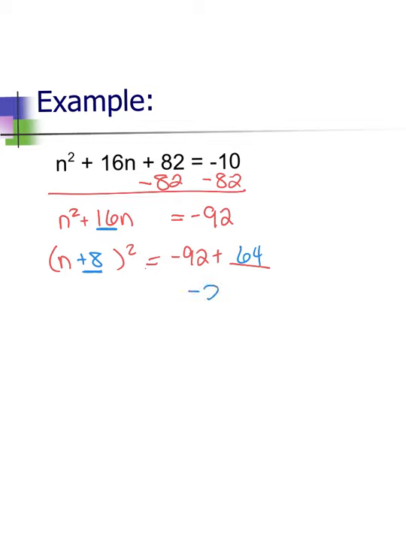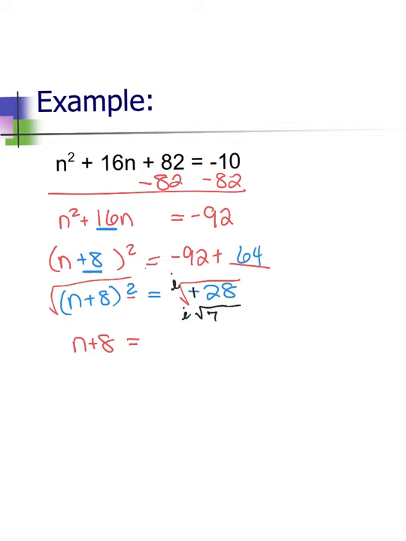So now this leaves me with negative 28 here, and I have (n + 8)² = negative 28. Now to solve our equation, to get rid of this squared, the opposite of squaring is square rooting. So now I have n plus 8 equals, if I wanted to simplify the square root of negative 28, the first thing I'm going to do is put an i out front. Two numbers that give me 28 are 7 times 4. The square root of 4 is 2, so this becomes plus or minus 2i radical 7.